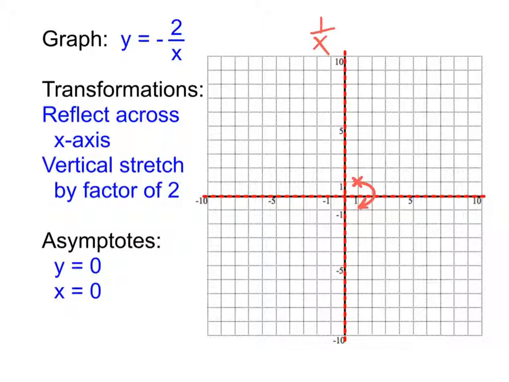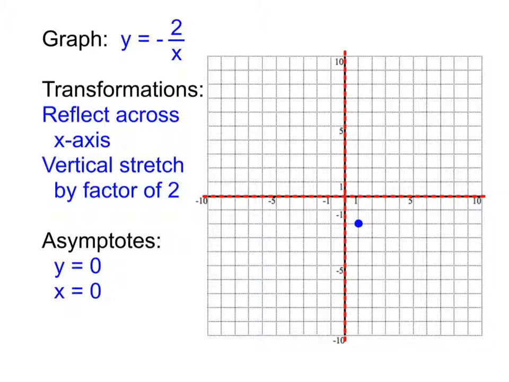But, of course, all that did was this part. We still have the vertical stretch by a factor of 2, which means that instead of going down 1, we're going to be going down twice as far. And so instead of down 1, we go down 2. And since I've now used both my transformations, that is where that point ends up. So we can go ahead and plot that. So notice, basically, all we've got to say is that up 1 becomes down 2.